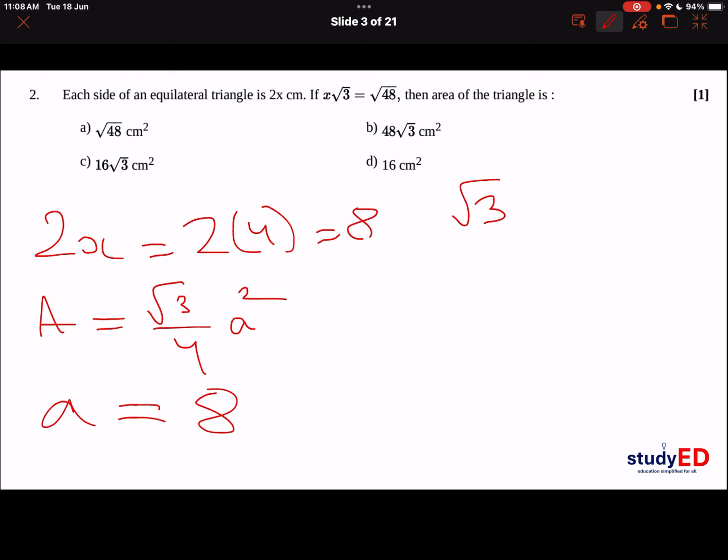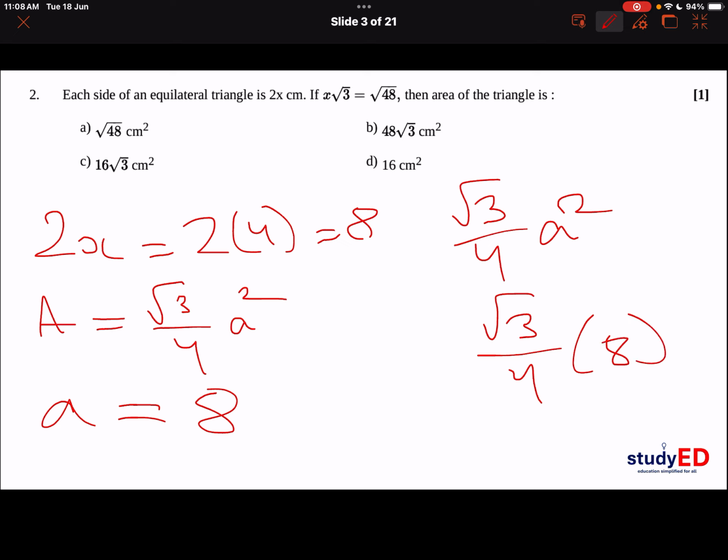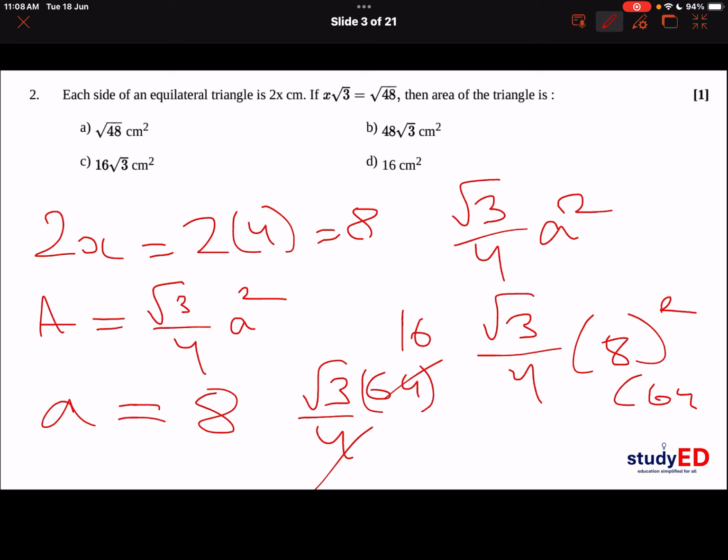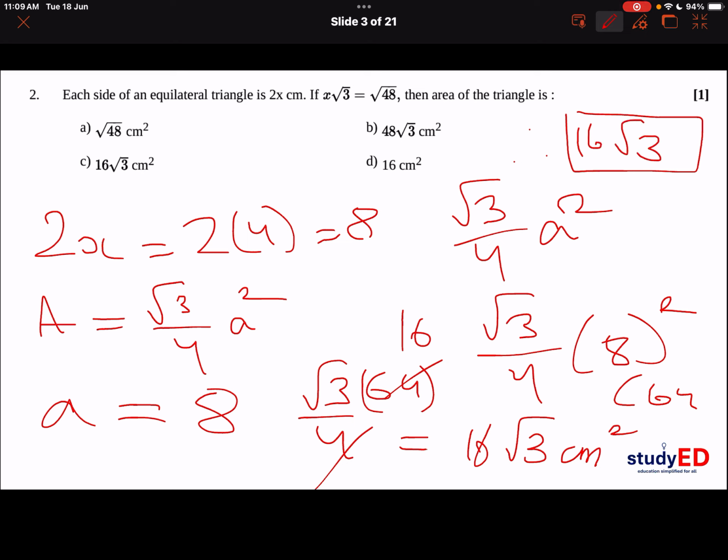So root 3 by 4 a square is root 3 upon 4 times 8 square. You can take out root 3 by 4, and 8 square is nothing but 64. So 64 and 4 cancel out, you get 16. The answer is 16 root 3 centimeters square. Now in the options, what do we see? Option C is 16 root 3. So our final answer is 16 root 3 centimeters square. That gives us option C. We'll mark that and let's proceed.